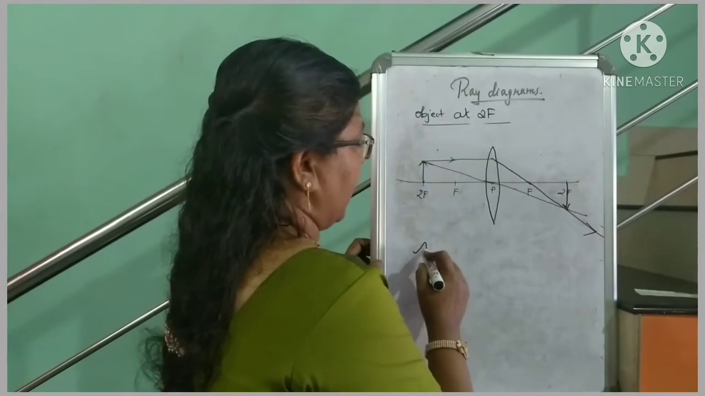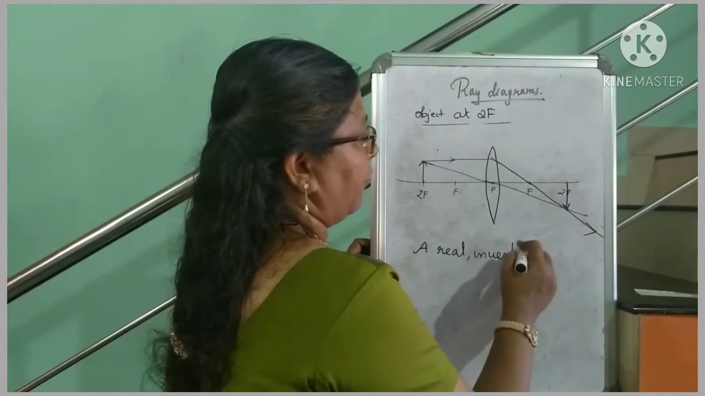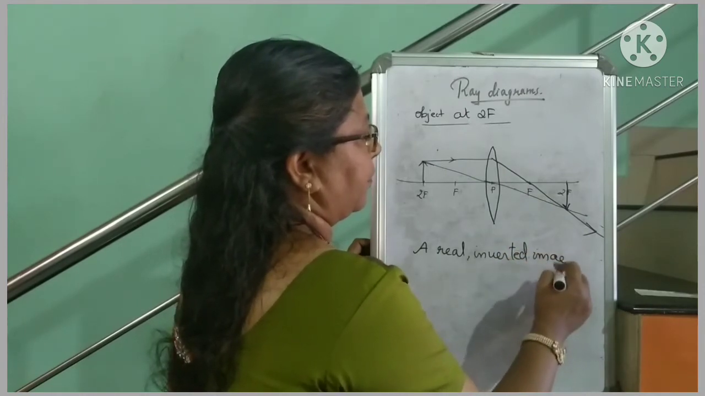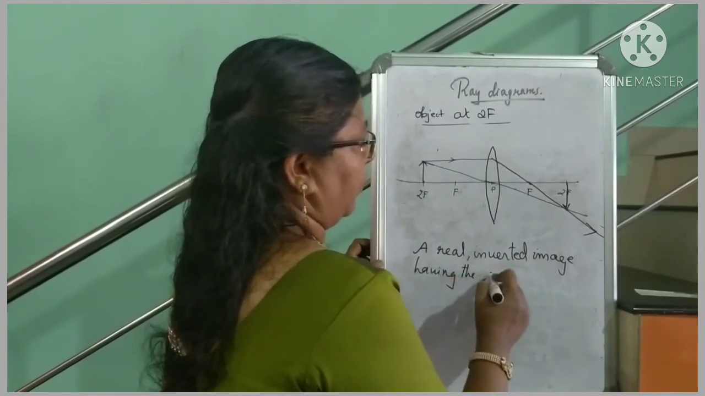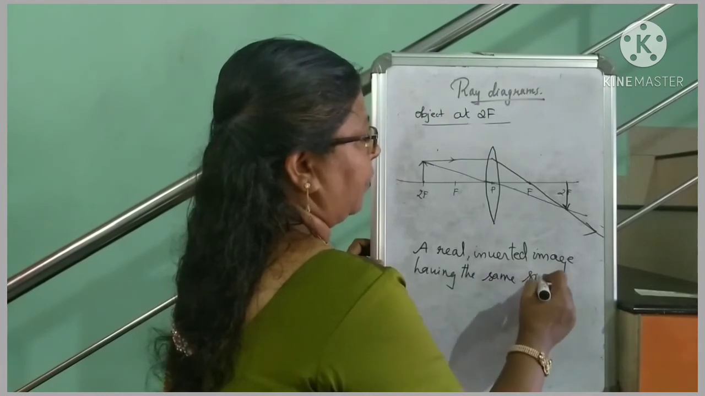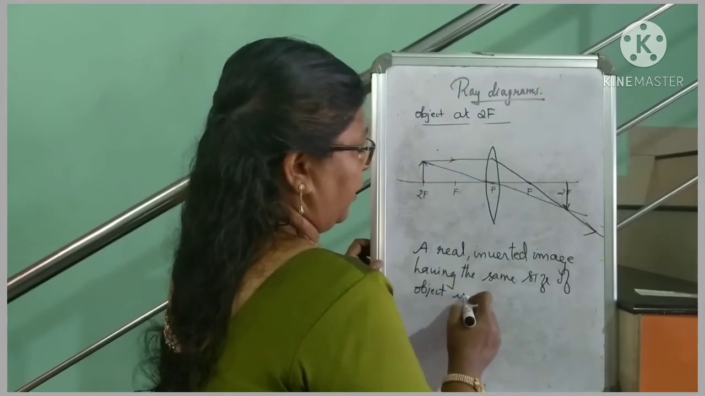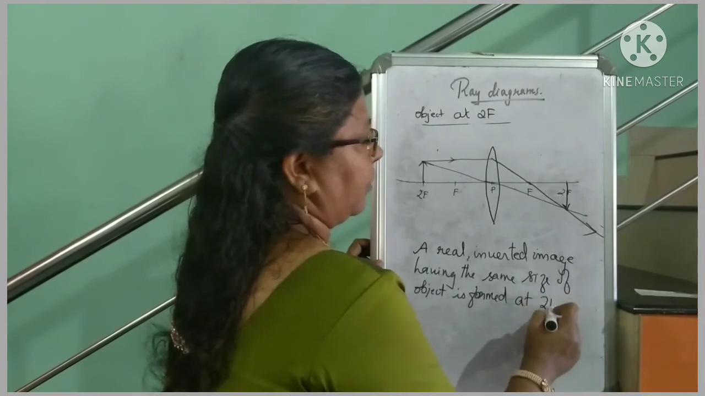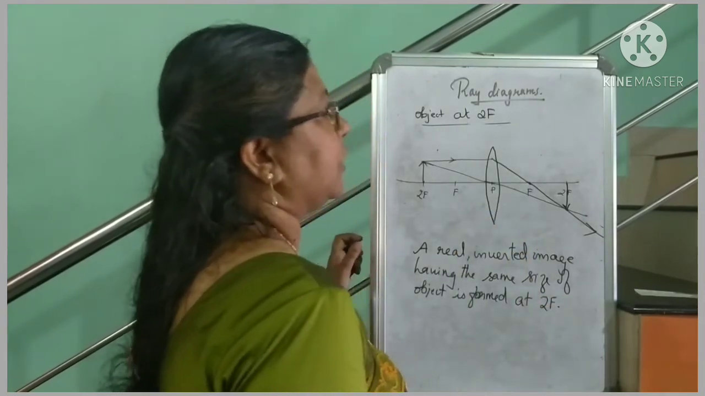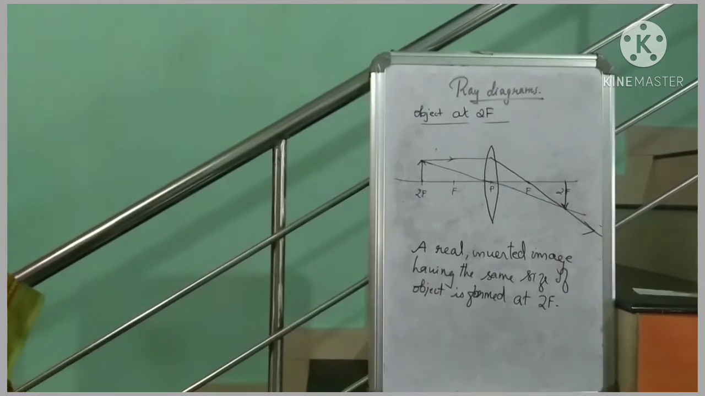So, a real, inverted image having the same size as the object is formed at 2F. So this is the second ray diagram. Watch the video carefully and you should draw it and bring it to your class.